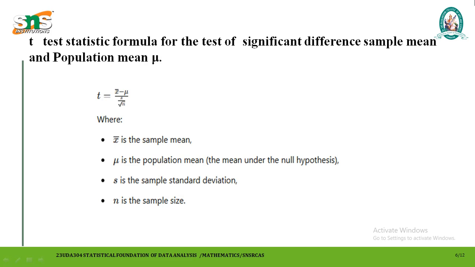Next, we are going to see the formulas in the t-test. The first one is the t-test statistic formula for the test of significant difference between the sample mean and the population mean. The formula is t equals x bar minus mu divided by s by root n. Here, x bar denotes the sample mean, mu denotes the population mean, s denotes the sample standard deviation, and n is the sample size.